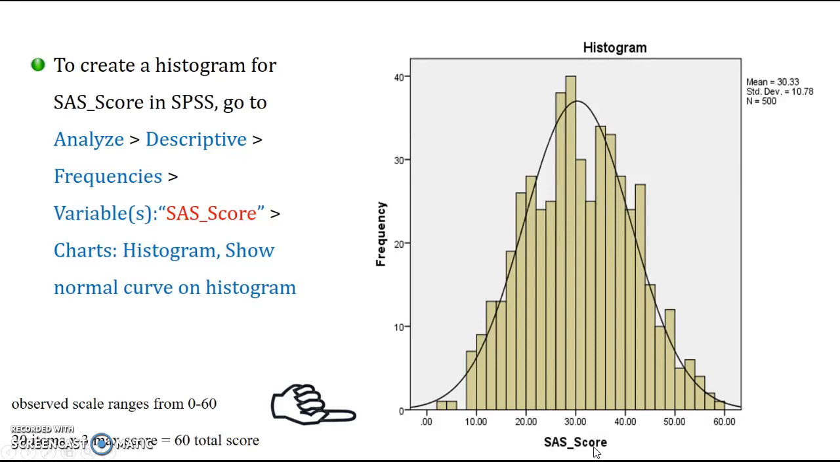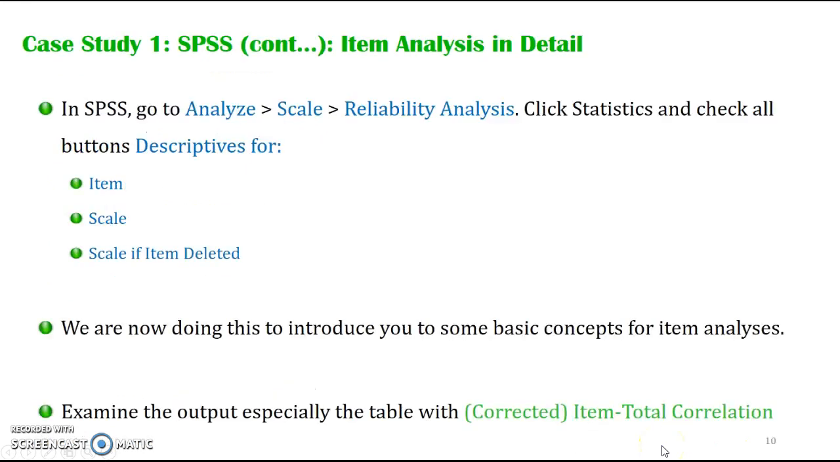And remember, we named the total score as SAS underscore score. And then we created a histogram using the total score, and this is the distribution of 500 respondents on that scale. So next, we are going to conduct more detailed item analysis. The purpose of doing this is to introduce you to some basic concepts for item analysis, which we will cover in the following class.